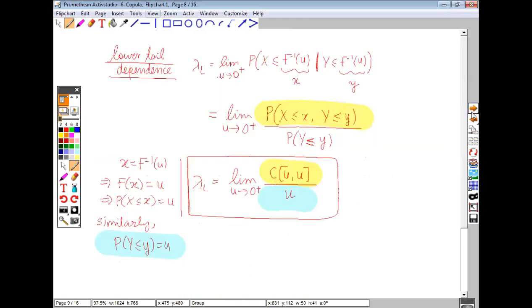And then we try to derive the lower tail dependence and the upper tail dependence in terms of copulas. So now that we know I can write my copula in such a manner, what I did was, yes, Isha?